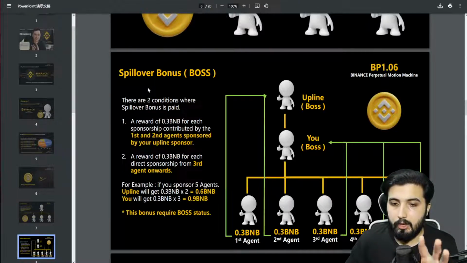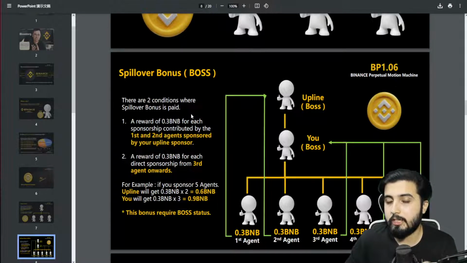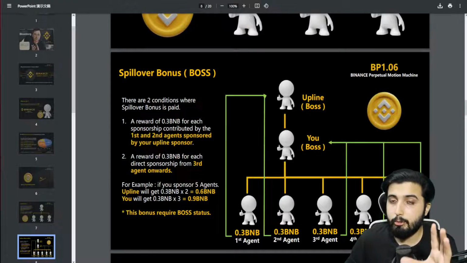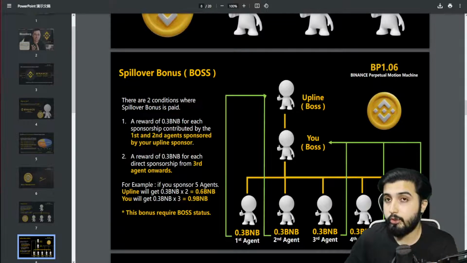So for the spillover bonus, there are 2 conditions where the spillover bonus is paid. The referral bonus is pretty straightforward. There's not much condition in this. The only condition to get the referral bonus is that you perform the investment of 1.06 BNB. You get the link, you refer people, you make them agents, they perform the deposit of 1.06 BNB, and these are basically the only conditions in the referral bonus, which are not a lot.